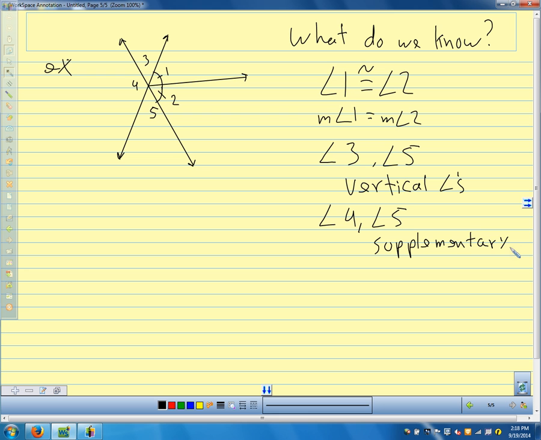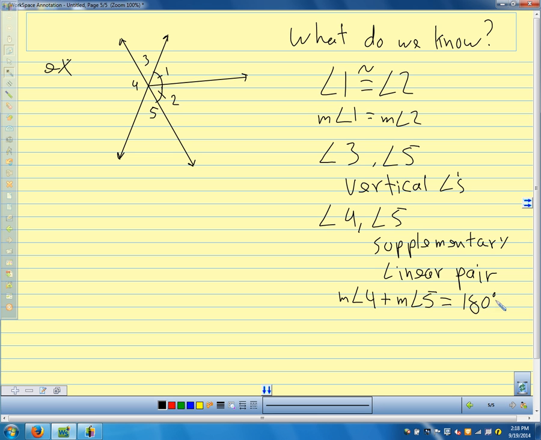And what's another way we could say that? Linear pair, right. And what's a third way we could say that? Measure of angle 4 plus measure of angle 5 equals 180. All of those things tell us the same thing. Anything else we can figure out?